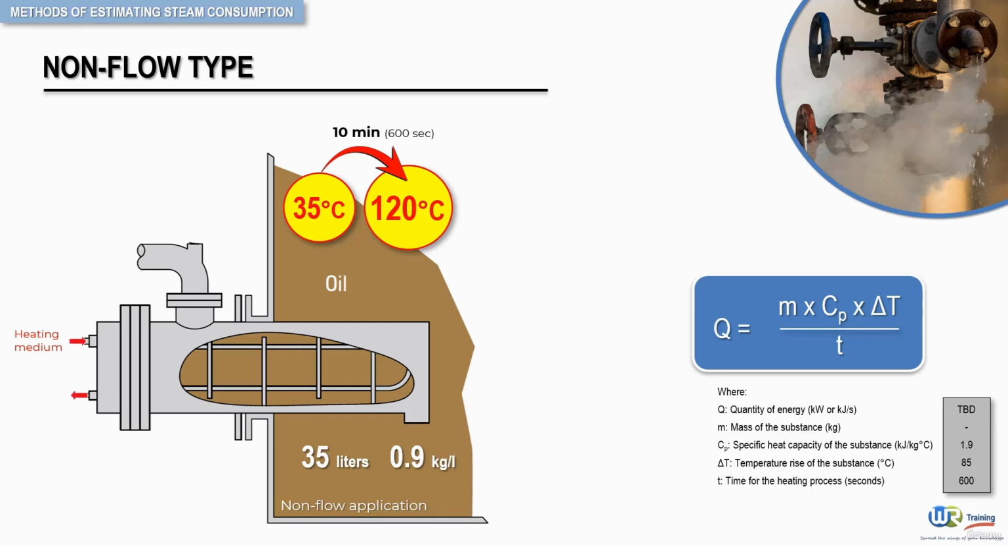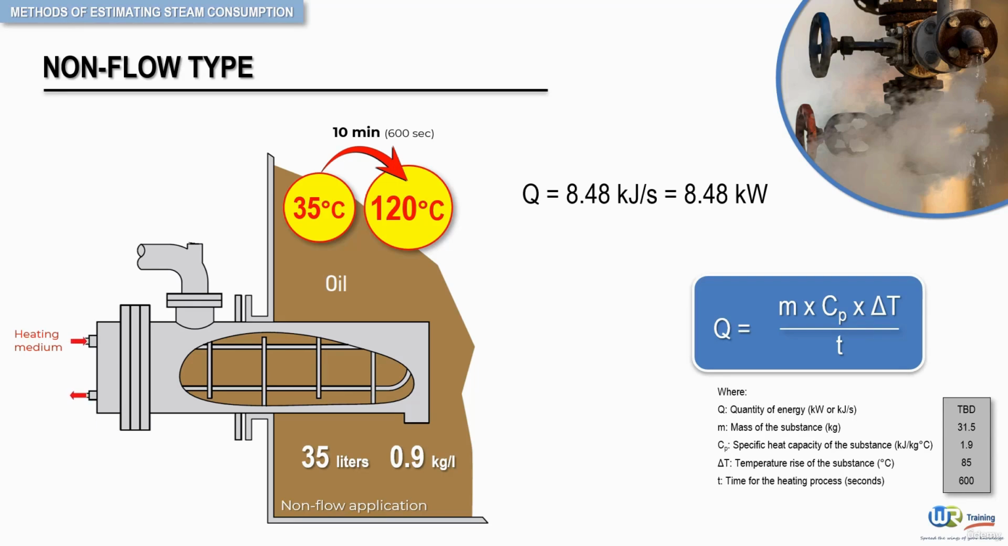Using the density and volume, the mass of the oil can be calculated as follows. Now, we plug in our variables in the heat transfer equation, as seen here, for a result of 8.48 kilowatt.